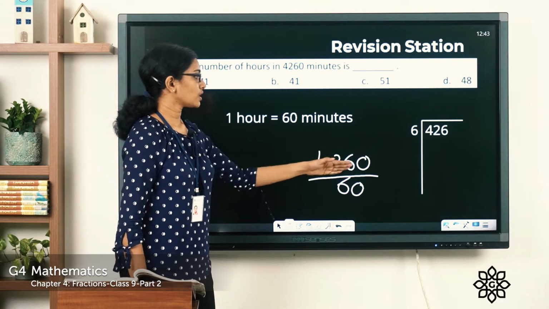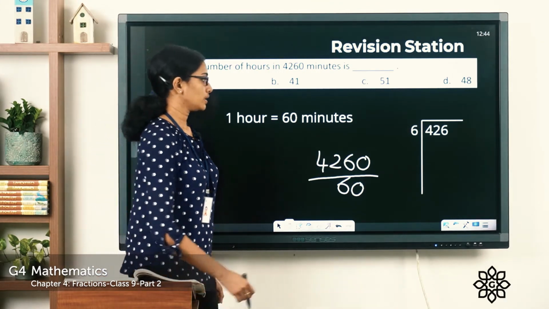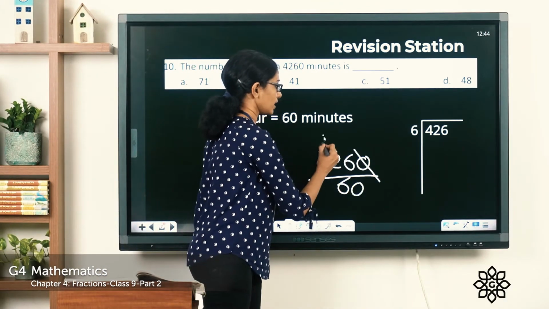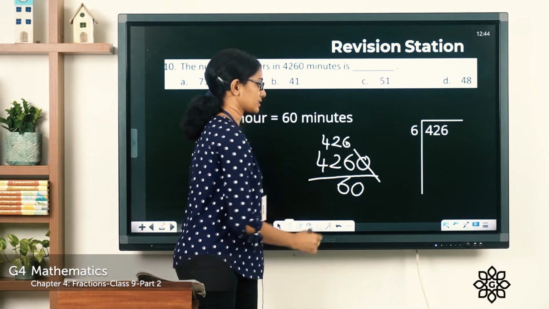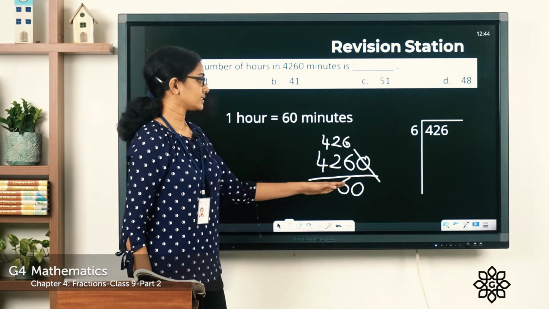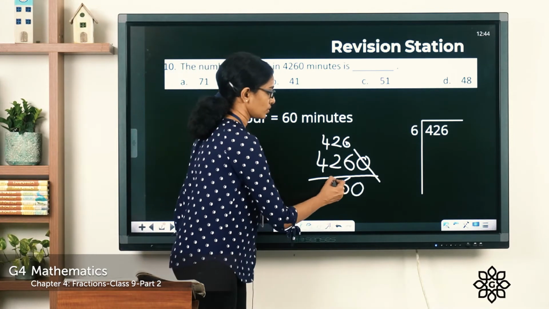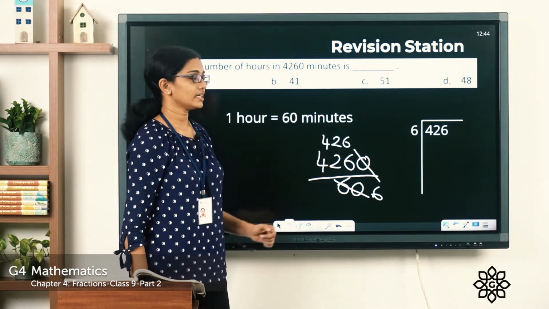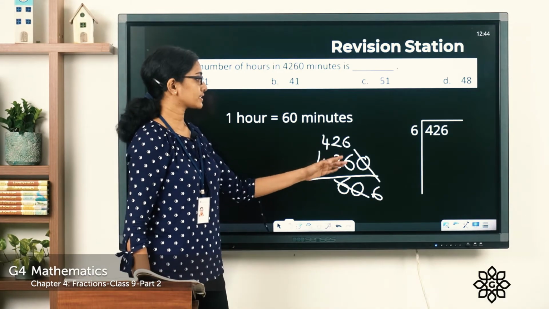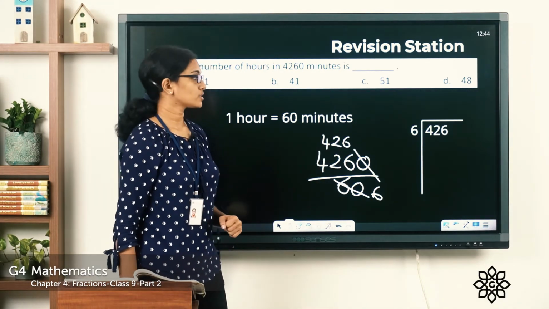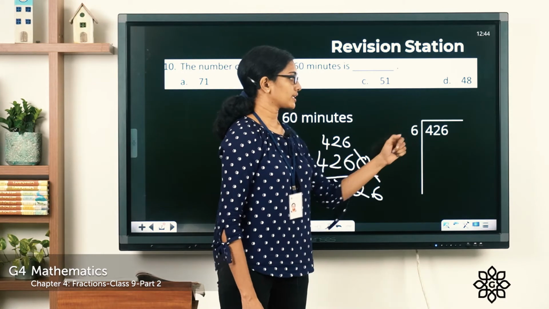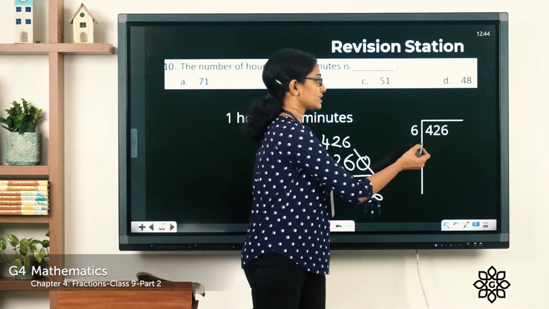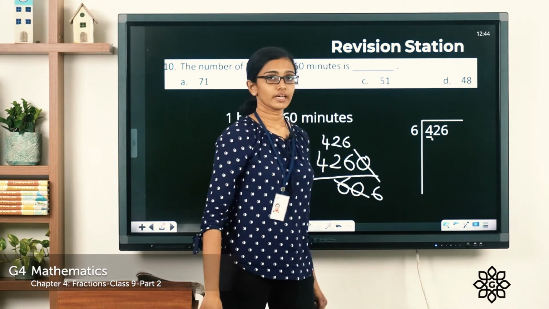Dividing 4260 by 10 will give you 426, and dividing the divisor 60 by 10 gives you 6. So right now the dividend and the divisor have become 426 and 6. Now let's do the division. 426 divided by 6. Let's consider the first digit of the dividend, 4.